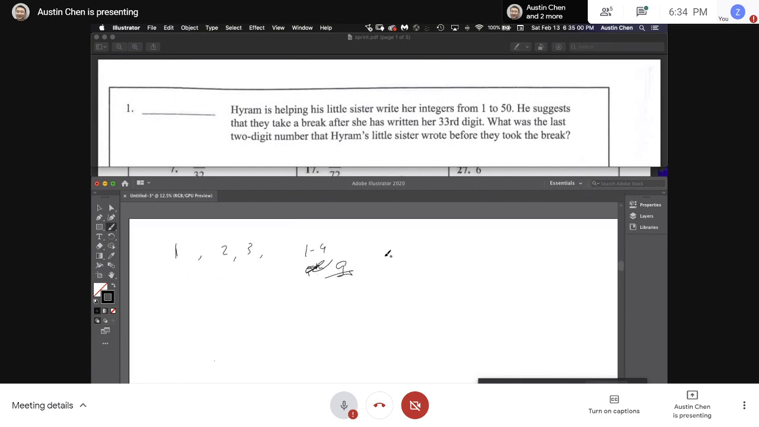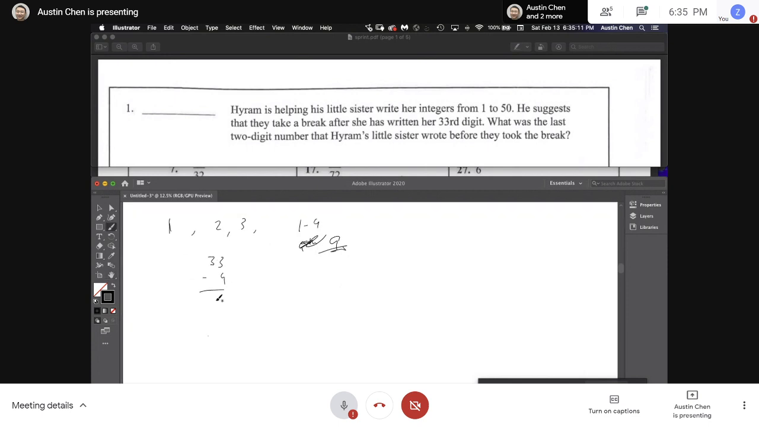After we've written this, how many digits do we have left to write? We have to write 33 minus 9 more digits, and this is just going to be 24. So now we just count 24 more digits. After we write the digits 1 through 9, we're going to start on the 2-digit numbers. Each 2-digit number is going to take up 2 of our digits. So 10 is going to take up 2 of our digits.